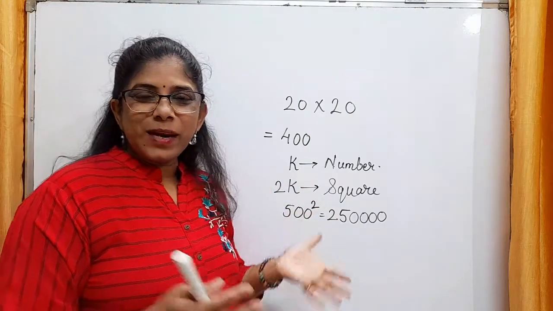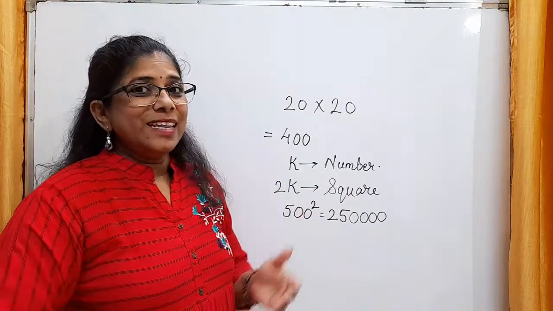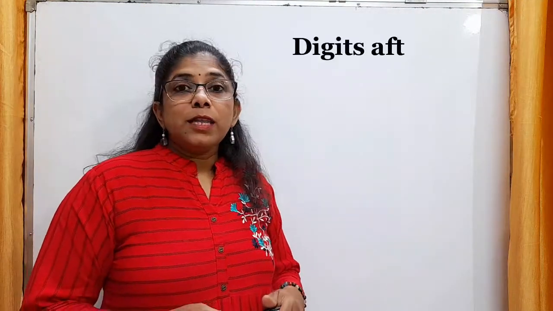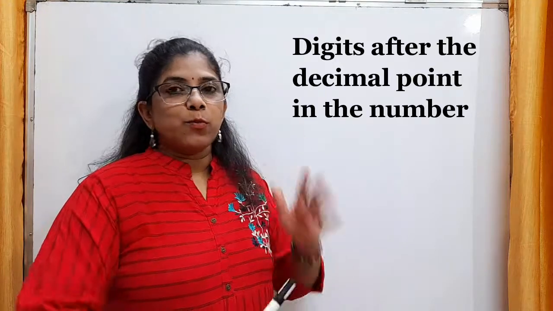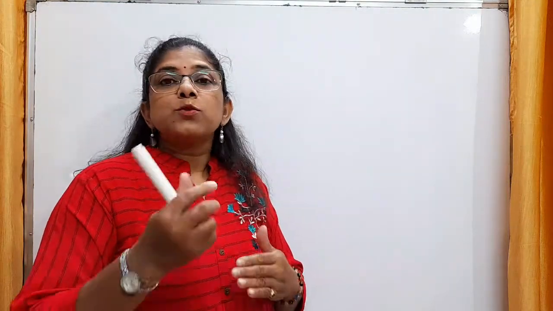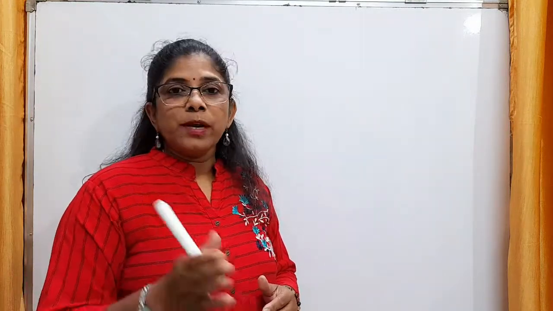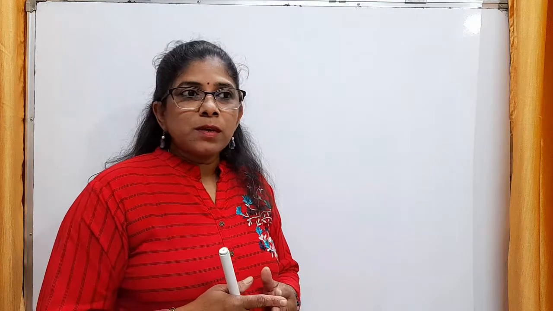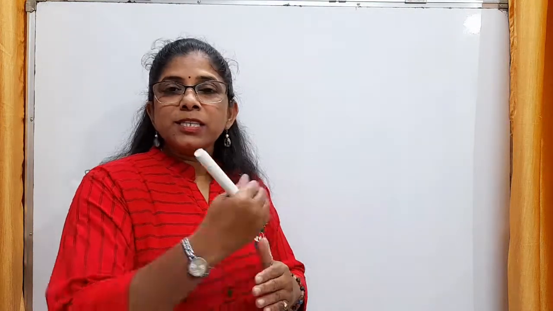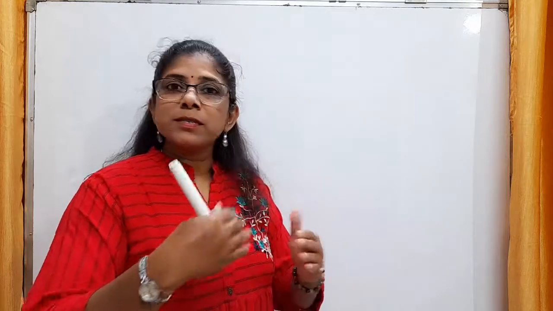So this is quite clear. Let's move to the next fact. Now this fact is regarding the digits after the decimal point. Yes, most of the time the students, they make mistakes here. Yes, in the decimal point in squares and square roots. More or less the rule for the zeros and digits after the decimal point is the same. Let's see how.